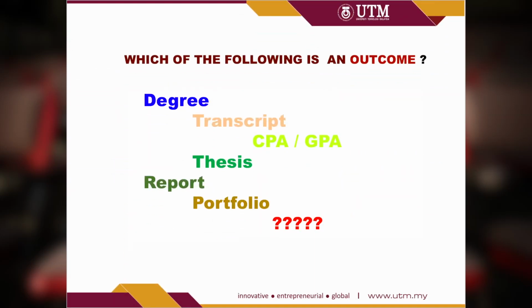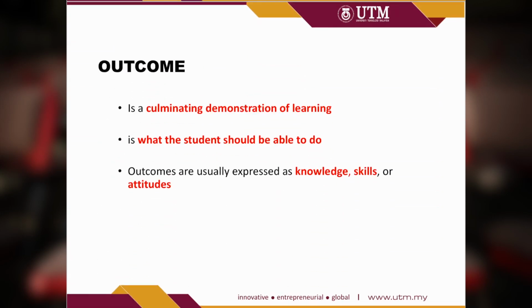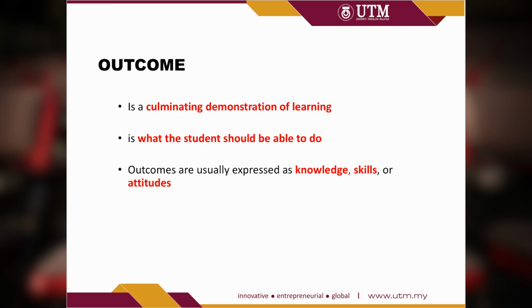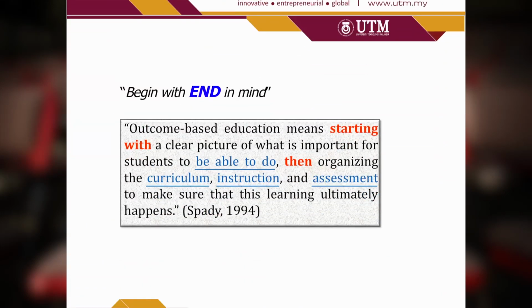So what is an outcome? Is it a degree, transcript, or thesis? Outcomes in learning refer to what learners are able to do at the end of the learning experience. It is what the students should be able to do, and outcomes are usually expressed as knowledge, skills, or attitudes. The outcomes are assessed and evaluated through various measurement tools.